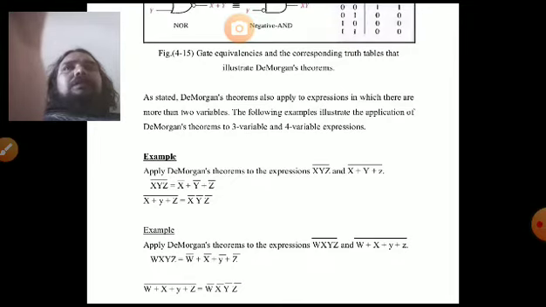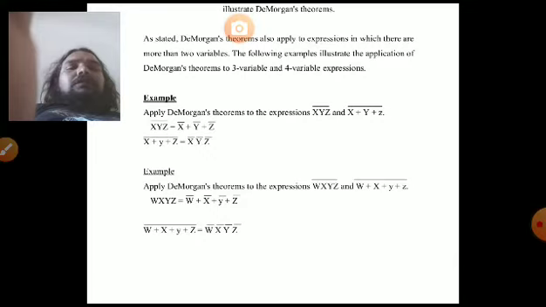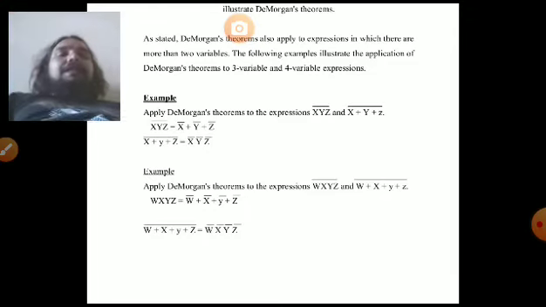That is, (x y z) whole bar is equal to x bar plus y bar plus z bar, or (x + y + z) whole bar is equal to x bar into y bar into z bar. This is De Morgan's second theorem. De Morgan's second theorem expression is (x + y + z) whole bar is equal to x bar into y bar into z bar.